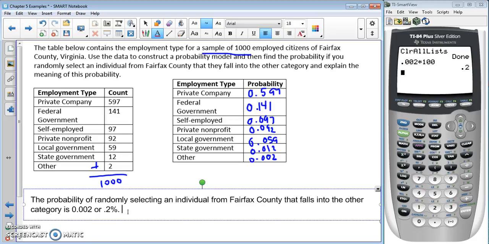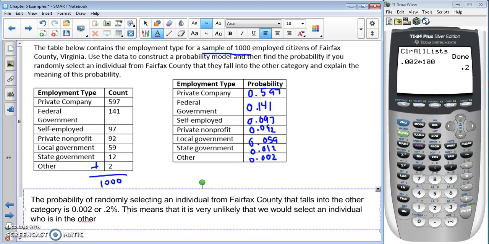So this means that it is very unlikely that we would select an individual who is in the other category. Remember that if your probability is less than 5%, then it's considered unlikely. So we have 1 is considered certain, 0 is considered impossible, and anything less than 5% or 0.05 is considered unlikely.